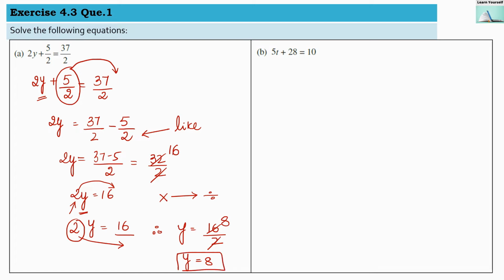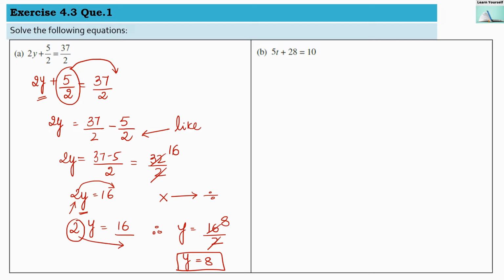So that is how we are going to solve all these equations. Earlier, what we were doing was subtracting the numbers from RHS and LHS. Now we are shifting the numbers and fractions from RHS to LHS.